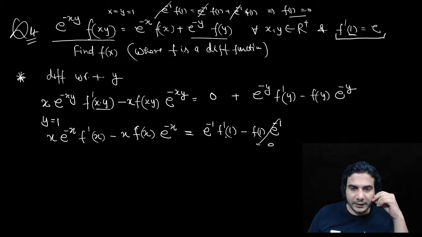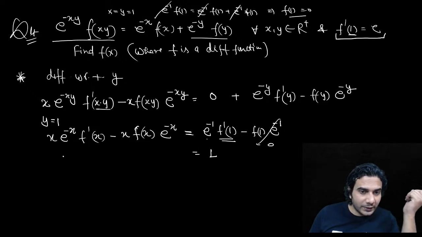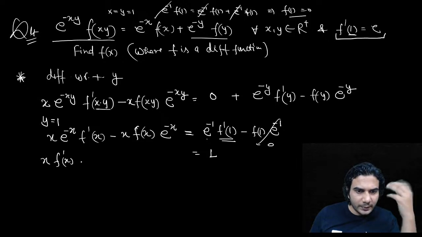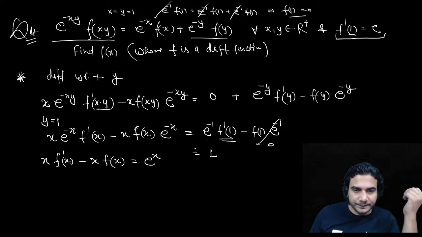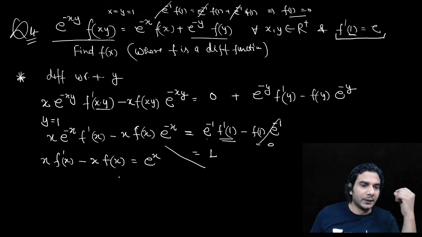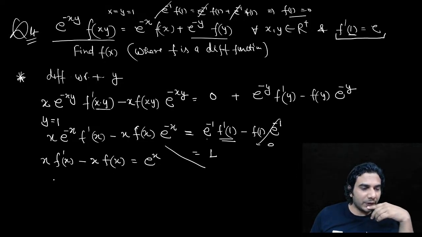f dash 1 is given e. So if you put e, e upon e will be 1, and you'll get this differential equation. Let me write it. So f dash x, and you can multiply by e raised to x, minus x f x is equal to e raised to x, all right? So this is the differential equation which we are getting.